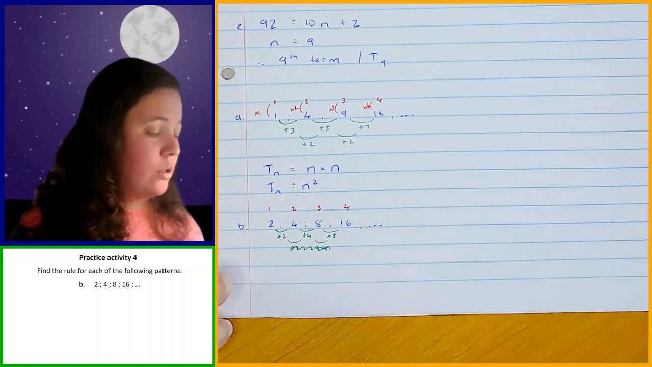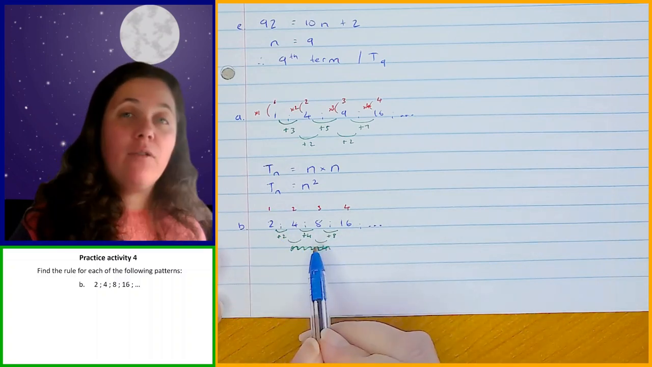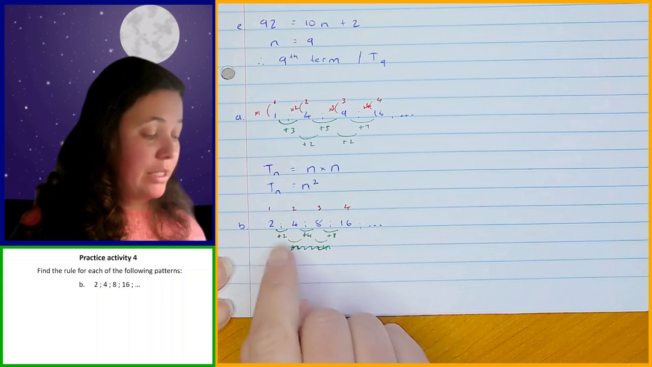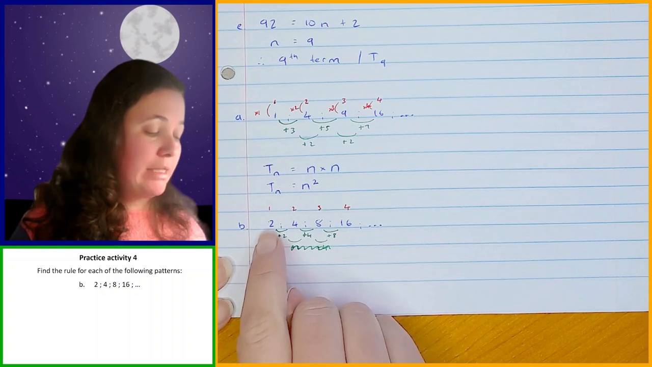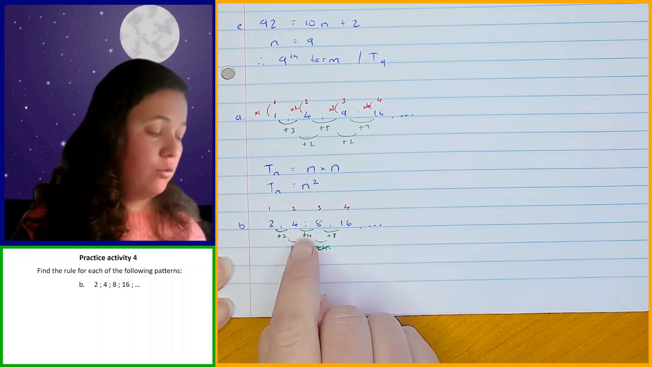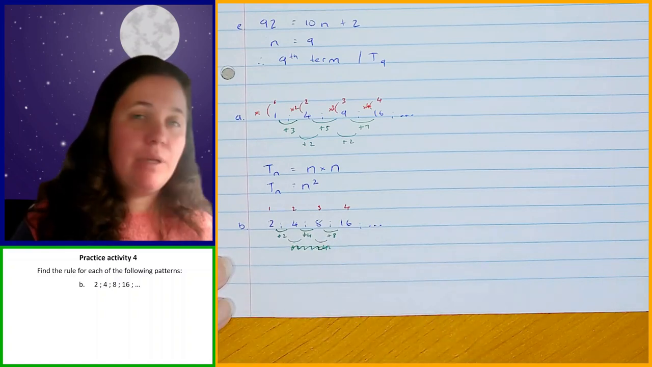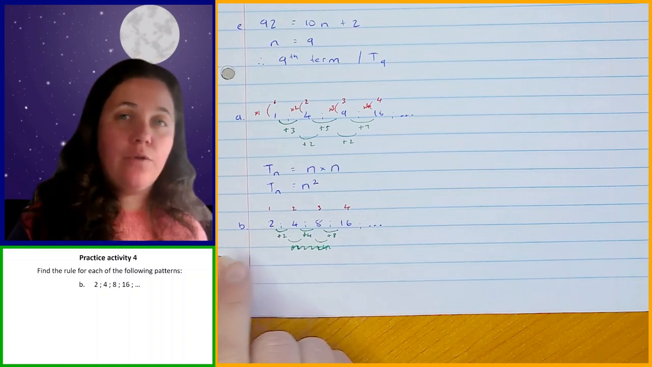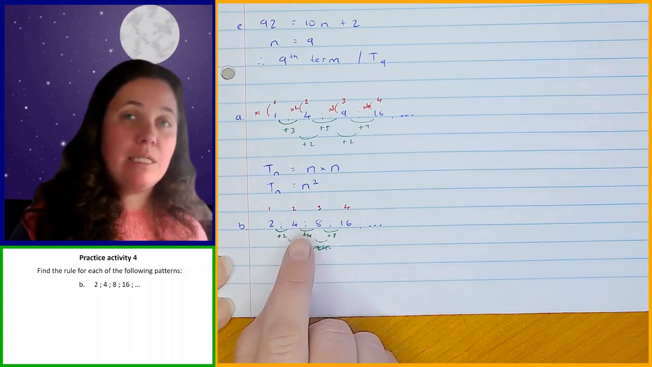So let's have a look at what was actually happening here. Let's see if there's a different relationship between the terms apart from a common difference. Now, you might have noticed when you were doing this, every time you were adding the term's value to itself. So I was adding 2 to 2, or here I was adding 4 to 4, or here I was adding 8 to 8. Now, what does it mean when we add something to itself? What's another way of referring to that? Another way of referring to it is doubling it, or timesing by 2. Here, adding 2 to itself is the same as timesing 2 by 2. Adding 4 to itself is the same as timesing 4 by 2. Adding 8 to itself is the same as timesing 8 by 2.